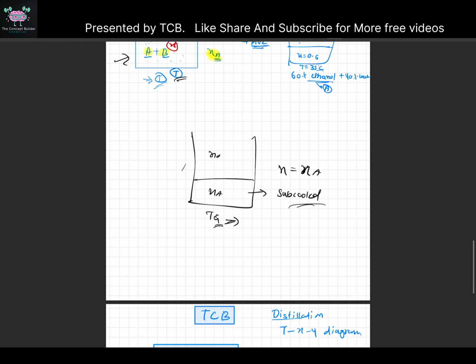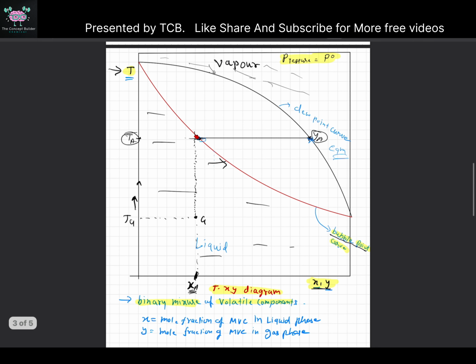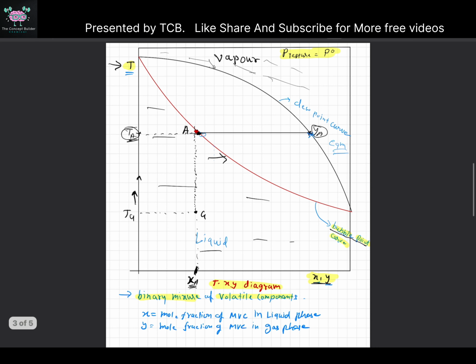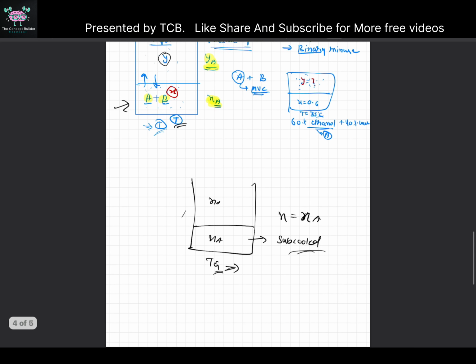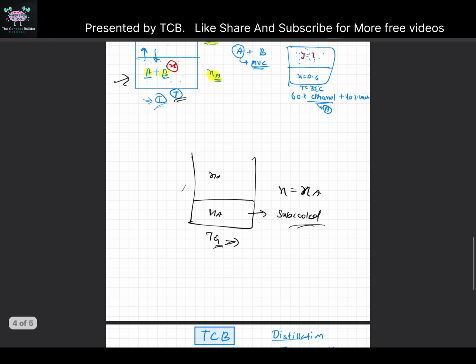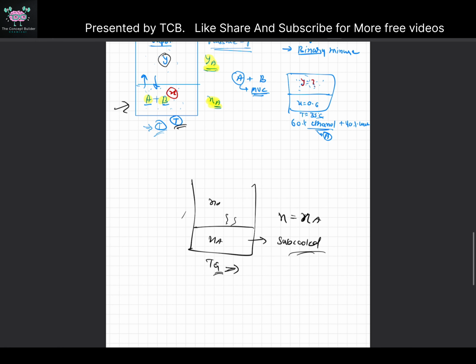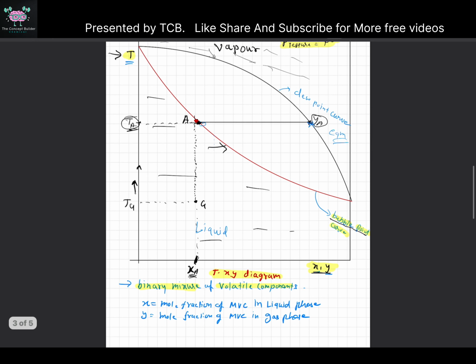So here, what will happen when the temperature reaches, let's call this point A. At this point the temperature will be TA, of course. At this temperature the first bubble of vapor will form, or you can say that vapor will just start to form. The vapor will just start to form when the temperature is TA, and its composition is YA. You can tell.